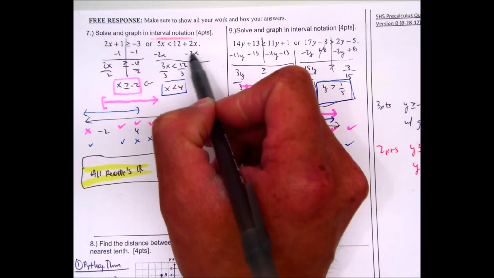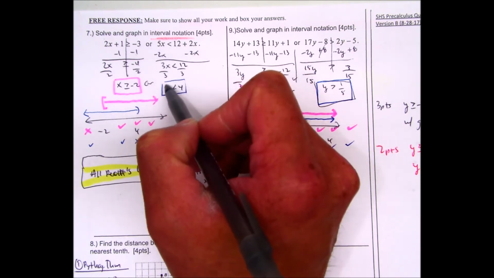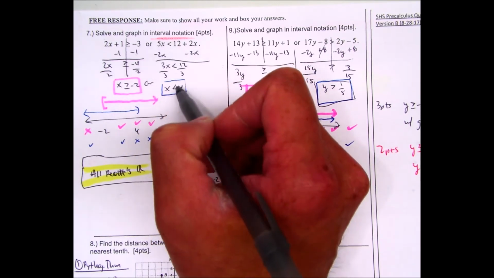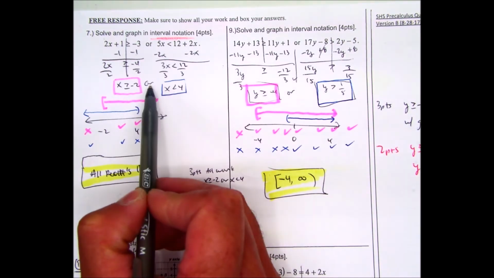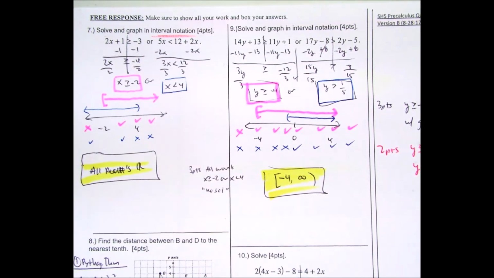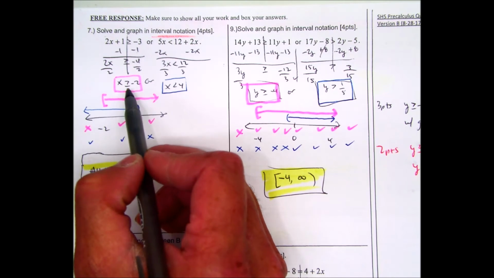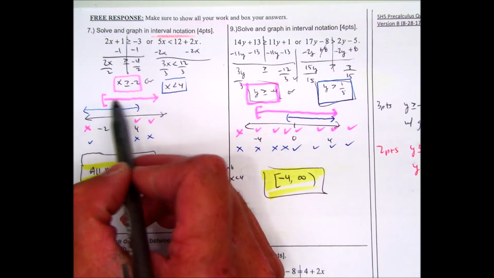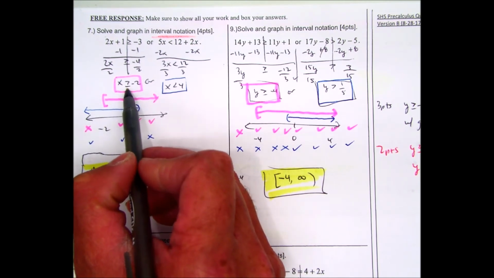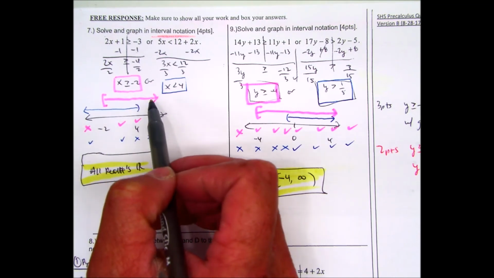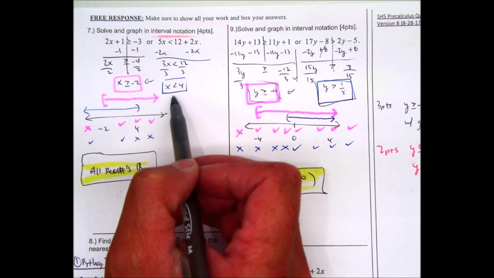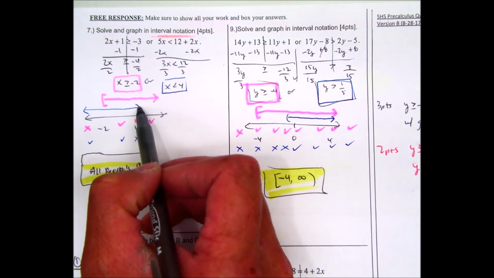number. Here I'm going to subtract 2x. Then divided by 3, x is less than 4. The inequality does not flip, and I have the word or here. In this problem, if I graph it, here's x is greater than negative 2 in pink, equals 2, and there's the bracket. And then x is less than 4, so parentheses going in that direction.